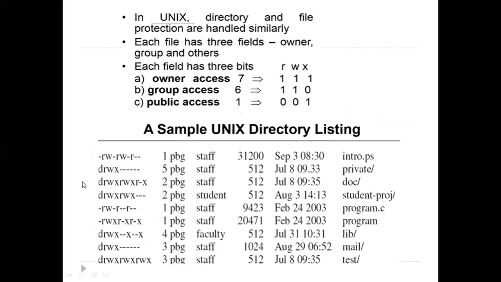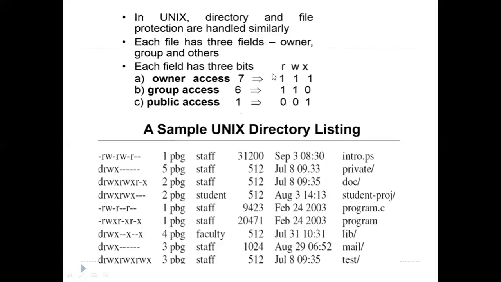How is it in Unix? In Unix, directory and file protection are handled similarly. Each file has three categories, okay, such as users, group and others. Each file has 3 bits: read, write, execute. Okay, so there are around 10 bits to take care of this owner, group and others. Others is nothing but universal. Okay, so let's say I have owner, I've given it a 7, 3 bits to denote the number.